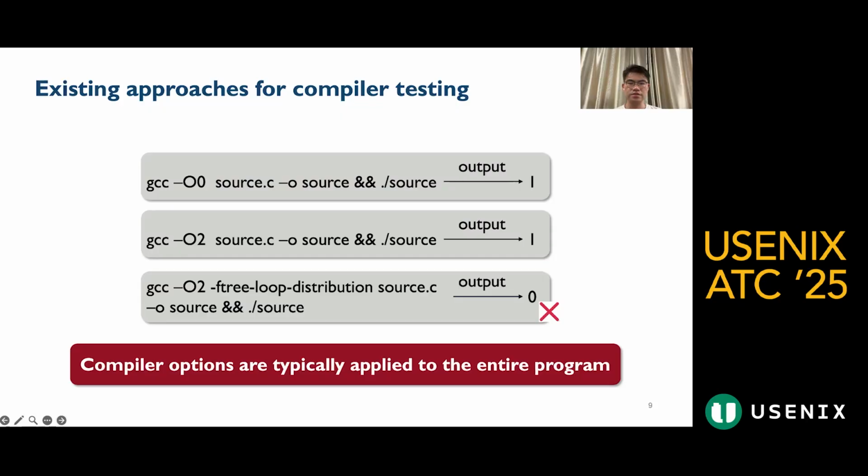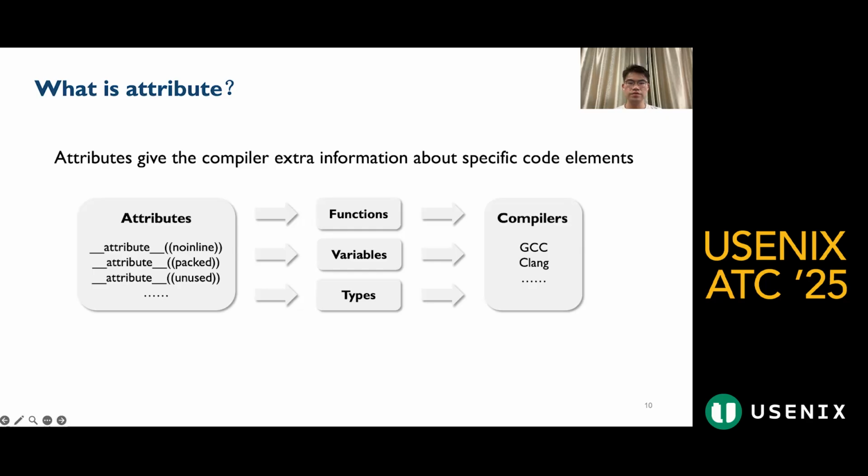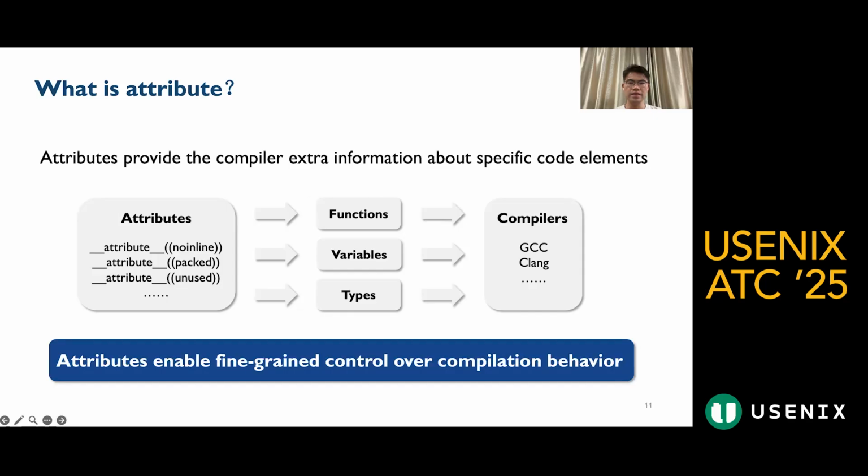But there's a catch. These flags apply to the entire program. What if we want more fine-grained control over how the compiler behaves? That's where attributes come into play. Attributes in C or C++ let you tag specific parts of your code, like functions, variables, or types, to guide the compiler's behavior just for those code elements. Instead of applying settings globally, attributes allow you to fine-tune compilation on a much smaller scale.